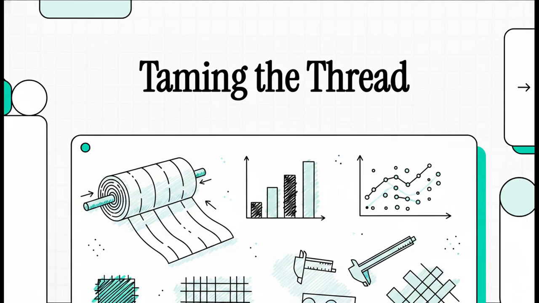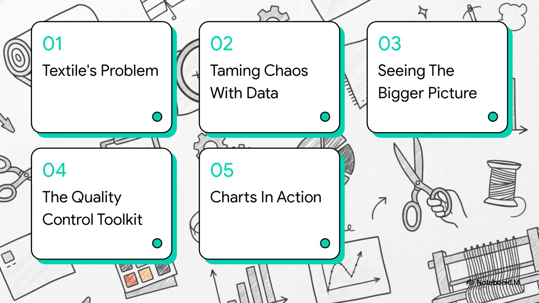Welcome. In this explainer, we're going to look at how textile engineers use statistics to make sure every single yard of fabric is top-notch. We'll dive into the tools they use to bring some order to what is, by its very nature, a pretty chaotic process and deliver that consistent quality we all just expect. So how exactly do you get from this jumble of threads to a perfect, consistent product? Well, that's what we're going to unpack today.